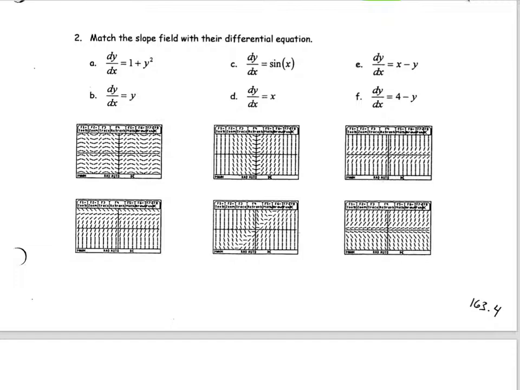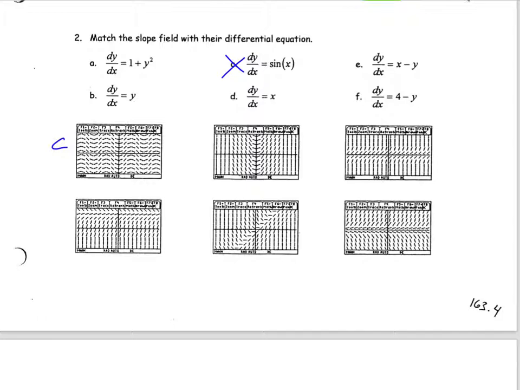C is the first one. Why do you say C is the first one? Hills and valleys. It's the only thing that looks like a trig function. All right, so I'll go with that. So C is that. Is that right? That is correct. Oh, sweet.